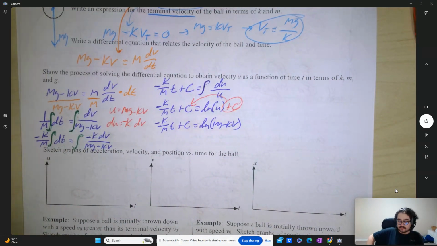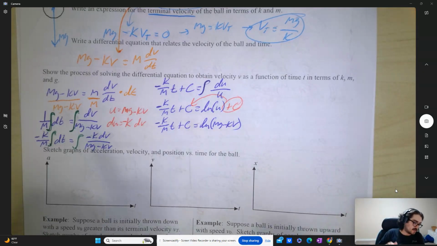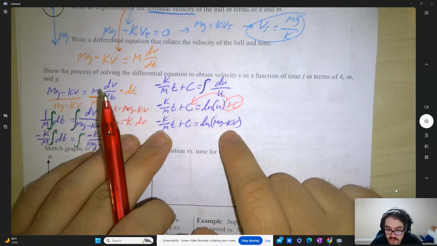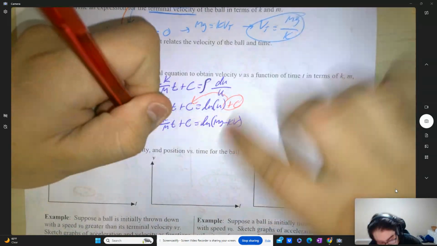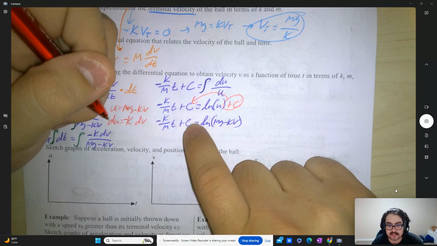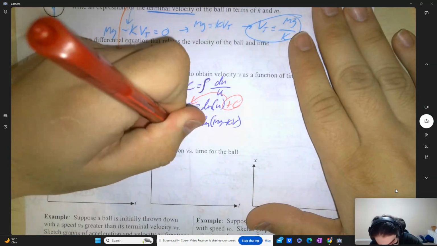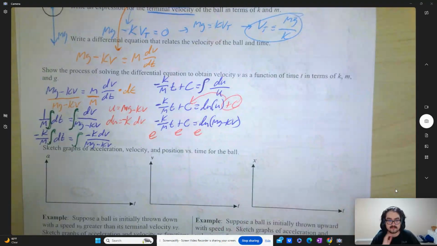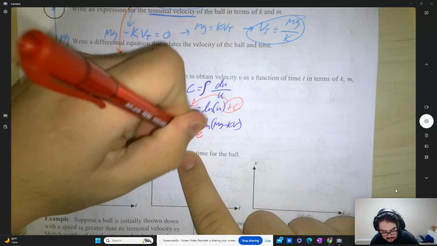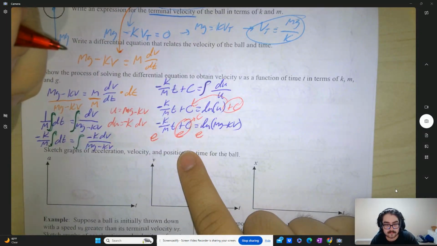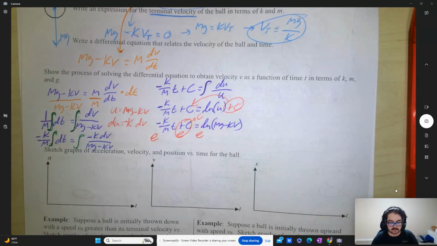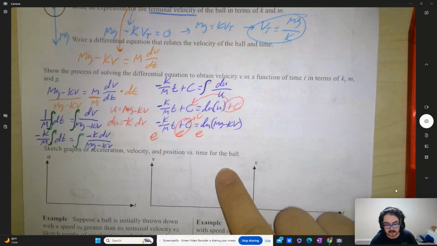Well, that's a mess. It's a terrible mess. I say that a lot, I realize. But now I don't want natural log of mg minus kv. I want just v, right? So I need to raise everything to the e power. And I'm going to do the same thing that I did last time here, where I do e to the negative k over m times t, e to the c, because that makes my life easy. Okay, e to that, e to that, e to that. And this right here is just going to become c. So this is actually going to become this wonderfully beautiful equation.